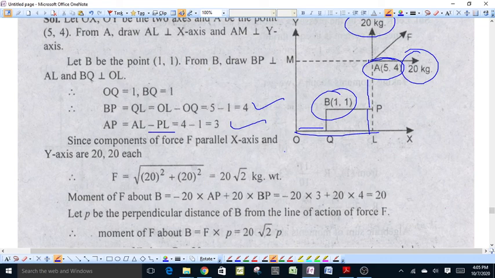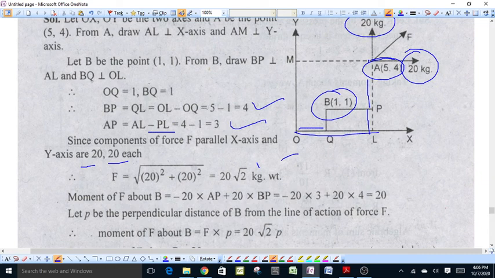Force F has components 20 and 20 along the x axis and y axis. Therefore, their resultant, that is the magnitude of F, will be equal to the square root of 20 squared plus 20 squared, which is 20 root 2 kg weight.